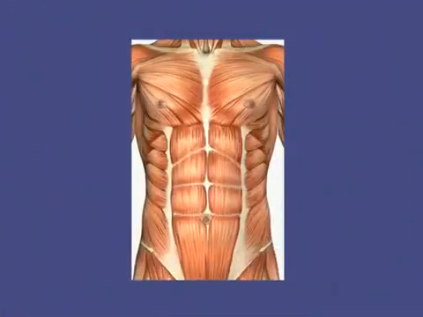The abdominal wall consists of four pairs of flat sheet muscles, a total of 8 muscles, and these are the muscles which cause flexion, especially in the lumbar region. The names of the muscles are rectus abdominis, transverse abdominis, external oblique, and internal oblique.